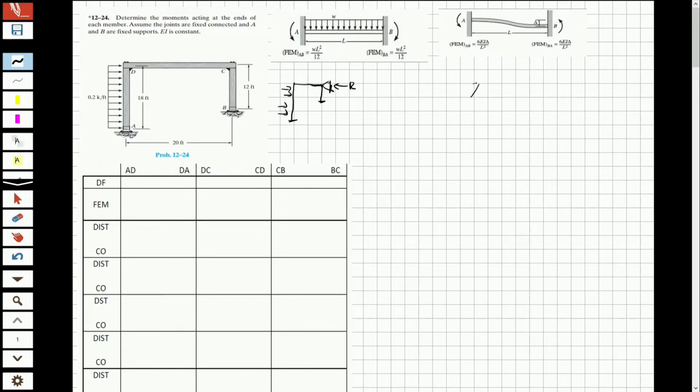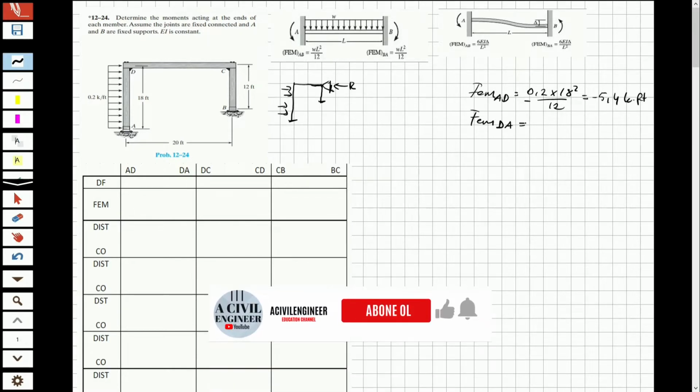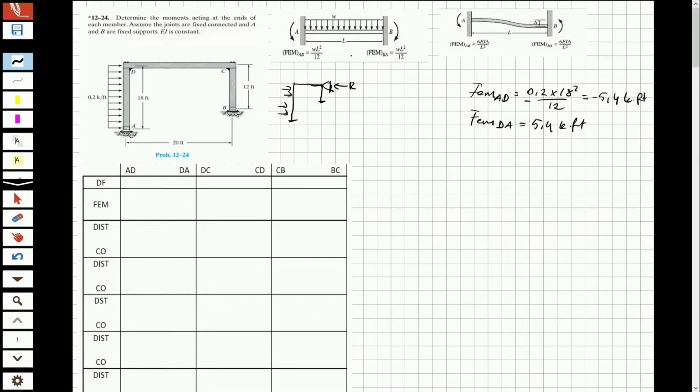So now let's find the fixed end moment. Fixed end moment from A to D will be equal to WL squared over 12, so it will be 0.2 multiplied by 18 squared over 12. This is going to be minus, because of the direction of the fixed end moment. The other is the positive of this value, because it is the same. And now let's calculate the stiffness factors and then find the distribution factors also.